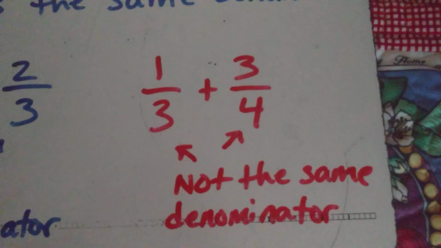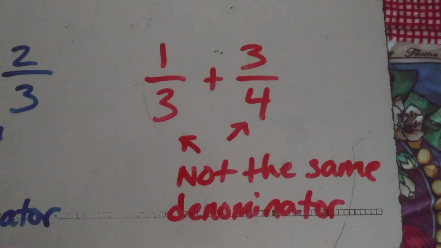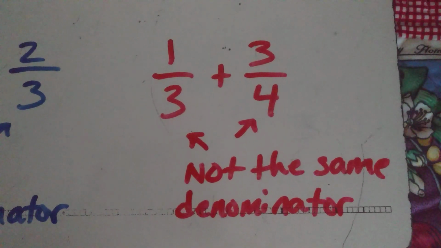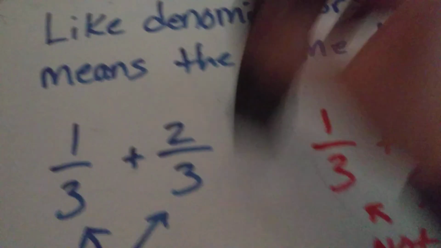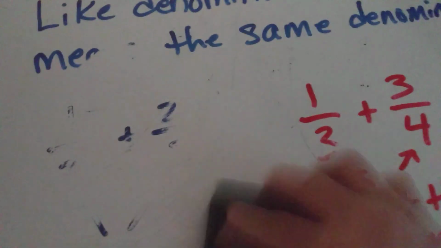Now on the opposite side, it is 1/3 plus 3/4, and we notice that it is not the same denominator there. So let's erase the board here, and we'll do a couple example problems.